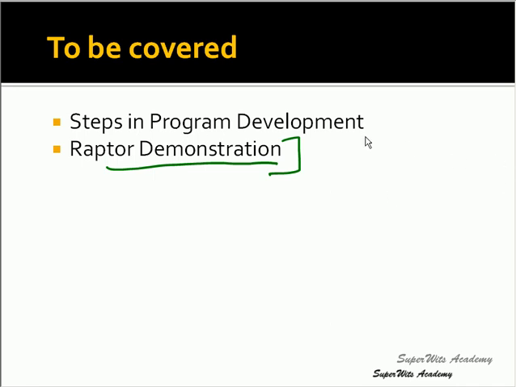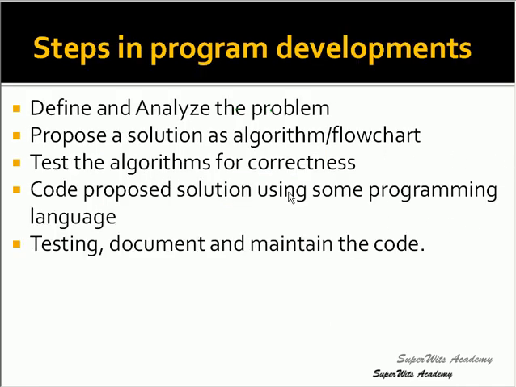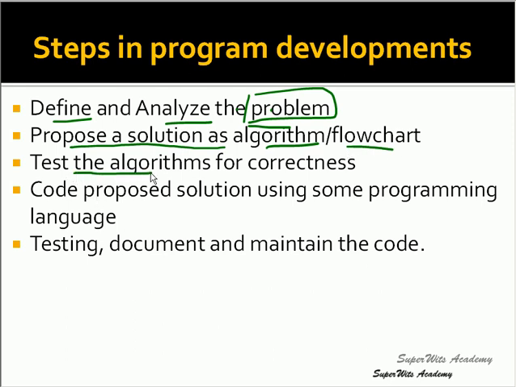So starting off with the steps in the program development, there are basically 5 steps which you need to take care of for the program development. First is defining and analyzing the problem. This problem can be anything like addition, finding a simple interest, or calculation of any salary or something like that, right? Then as per the analysis, the solution is to be proposed in the form of an algorithm or flowchart. Then testing of this algorithm for correctness is very important. If your algorithm is not working fine, your answer will be invalid at the end, right?